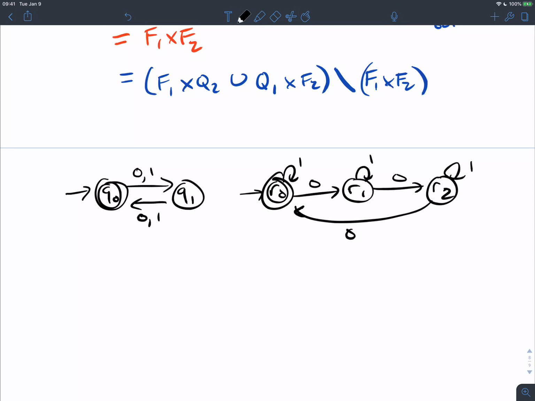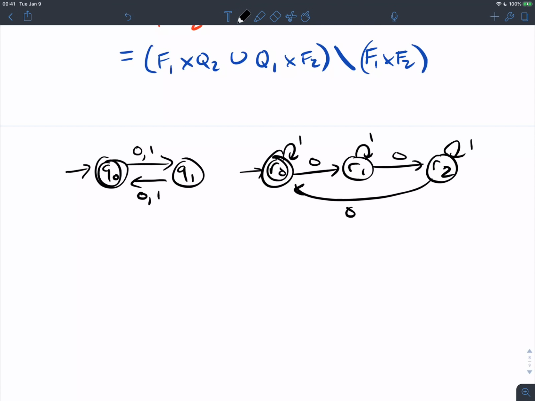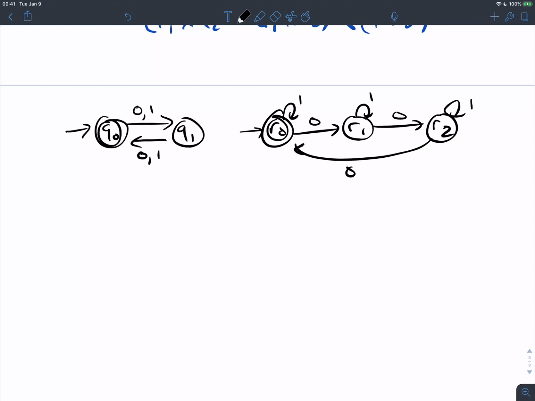Well, it seems like it's all the strings that have a multiple of 3 number of zeros. So if it has 3 zeros, then I'm going to eventually go to R1, then R2, then back to R0. And then if I add another 3, it'll go back again. So essentially what we want to do, for union, is all the strings that either are of even length or have a multiple of 3 number of zeros, or both.